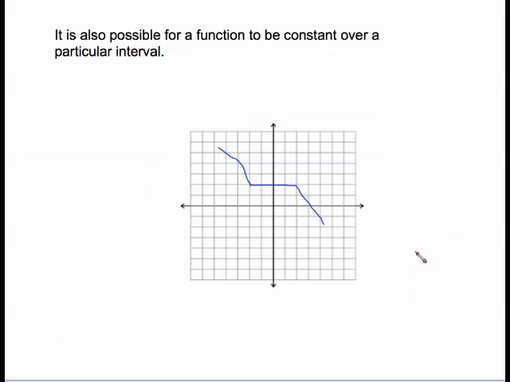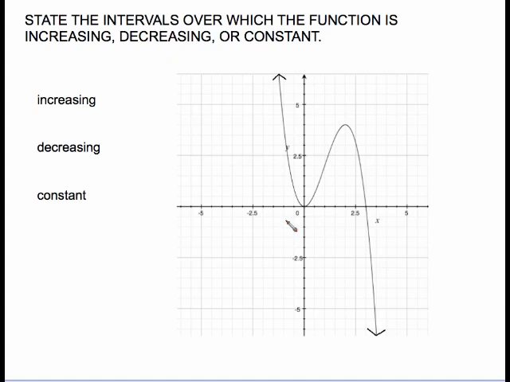Now there is something that can happen on a function: the function can remain constant for a particular interval. If you just look at this, this looks like we're decreasing to here, and then we remain constant for a while, and then we decrease again. So the function doesn't have any increasing intervals, and that's okay. You don't have to have all of them. So let's take a look at a couple of examples and name these intervals. We want to name the intervals over which the function is increasing, decreasing, or constant.